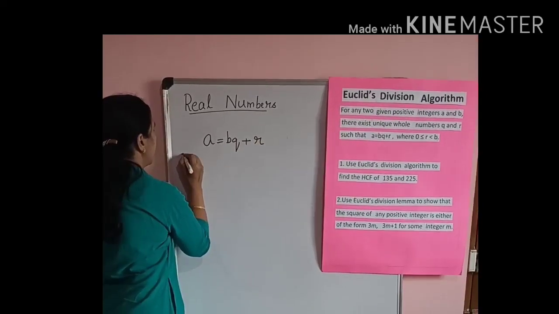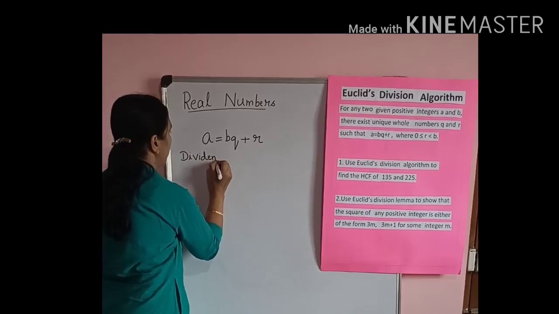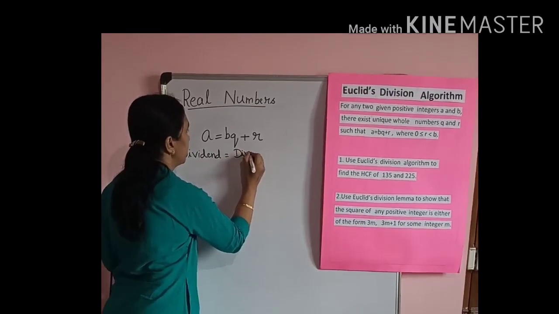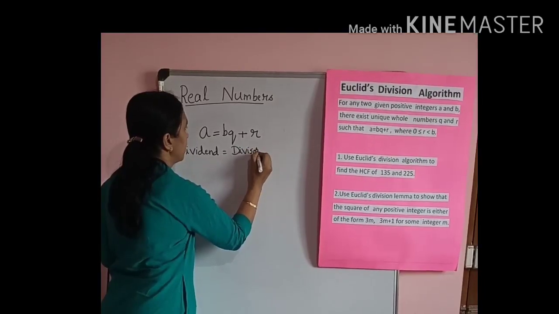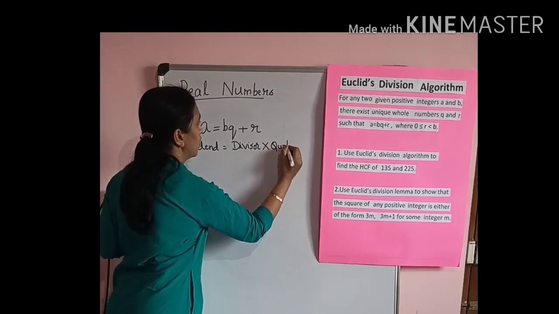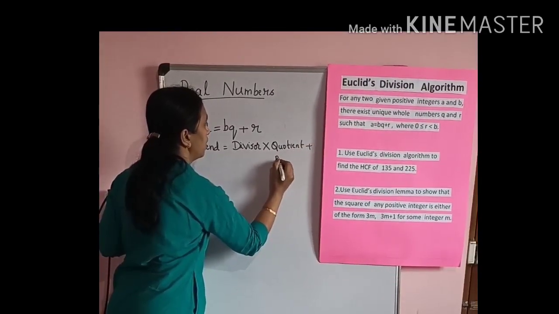a is the dividend, b is the divisor, q is the quotient, plus remainder, r is the remainder.